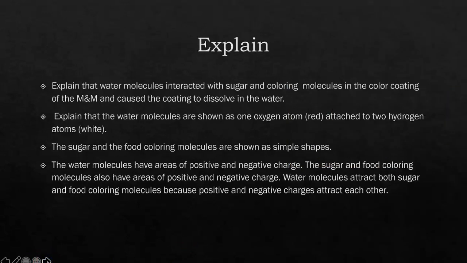Then I would explain that water molecules interacted with sugar and coloring molecules in the color coating of the M&Ms and caused the coating to dissolve in water. I would explain that the water molecules, which I'm going to show you a model of in a minute, are attached to two hydrogen molecules. So water is considered polar, which means it has both positive and negative charges on it. And the sugar and the food coloring molecules also have positive and negative charges. So remember, opposites attract. So the positive charges on the water would then start to attract the negative charges on the sugar and the food coloring, and vice versa, pulling the sugar and the coloring away from the M&M.